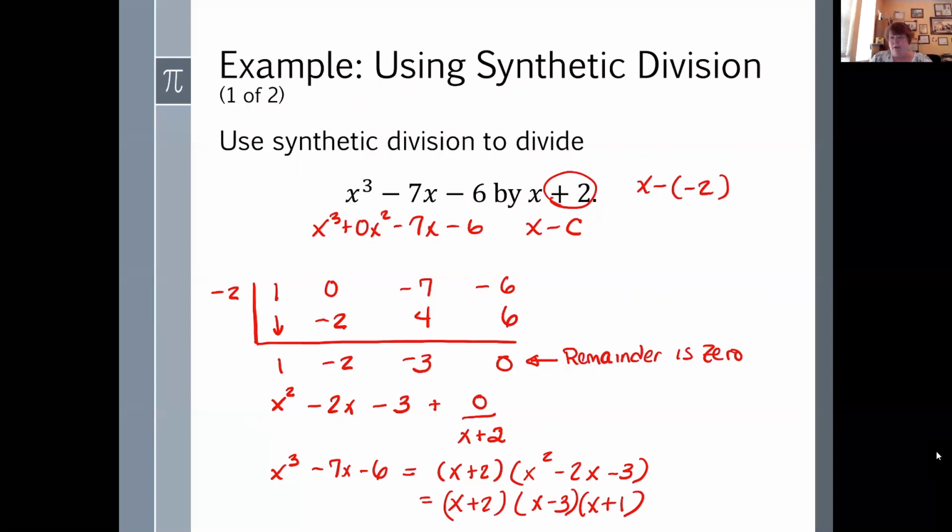I have factored a third degree polynomial into a series of linear factors. So x to the third minus 7x minus 6 factors to x plus 2 times x minus 3 times x plus 1. That's pretty important. We'll talk about that in the next section. Okay.